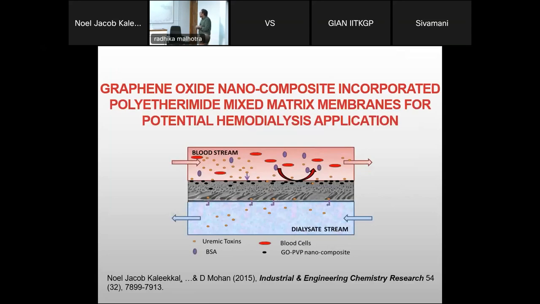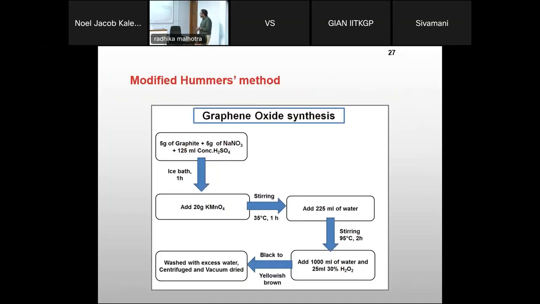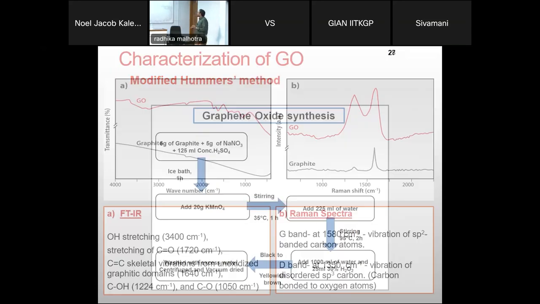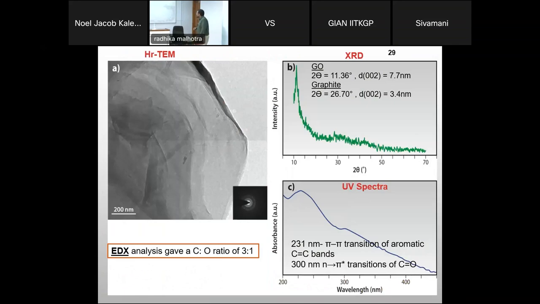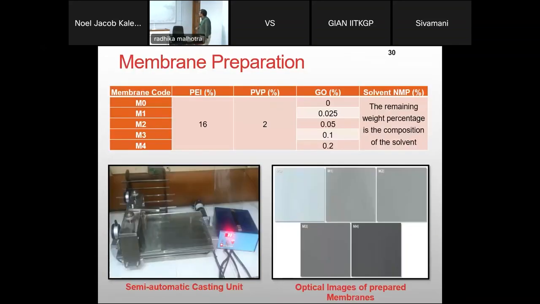So this is one of the works where we used graphene oxide nanocomposite incorporated membranes into polyetheramide for hemodialysis. So this was the first work. Okay, I'm going to skip these. So the graphene oxide was prepared, and now always the question is, what is the source of your graphene oxide? Because prepared from different sources, you tend to have different yields. But more or less, once you standardize this, you are able to get a uniform sheet distribution for graphene oxide. After that they were characterized, TEM, XRD, UV, etc.